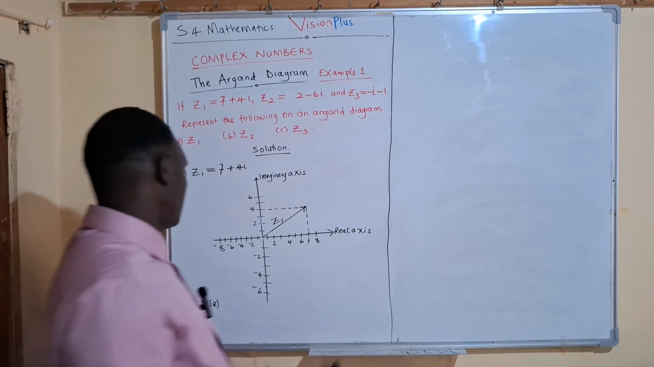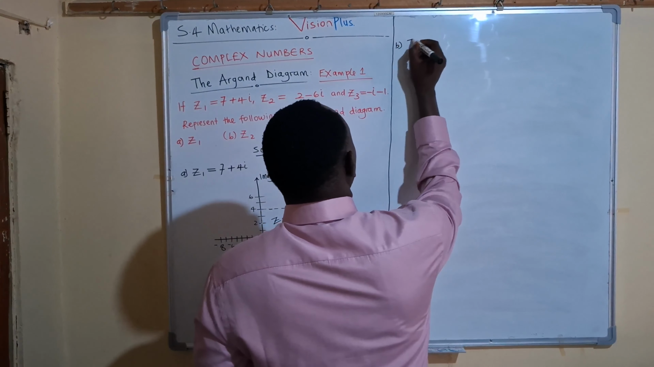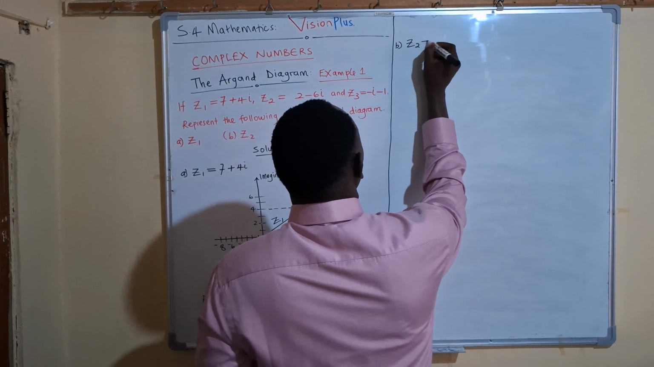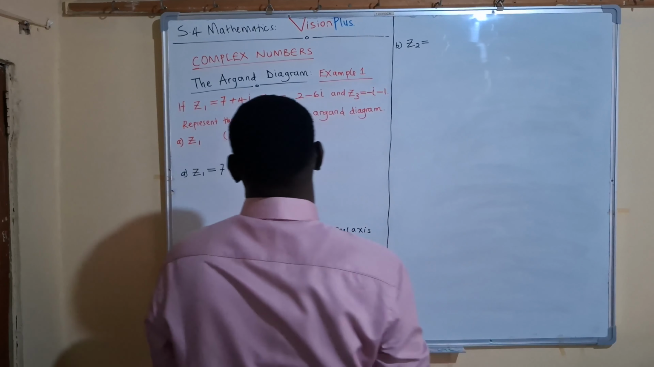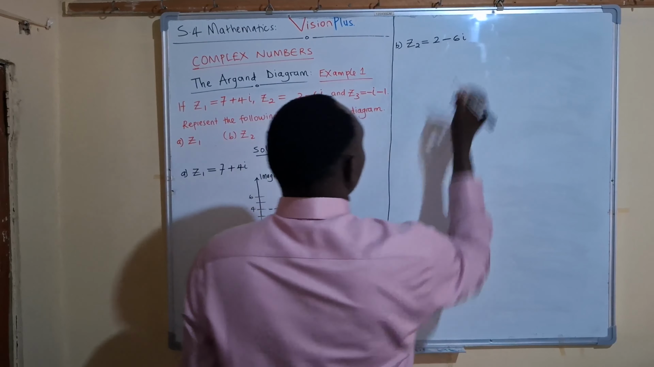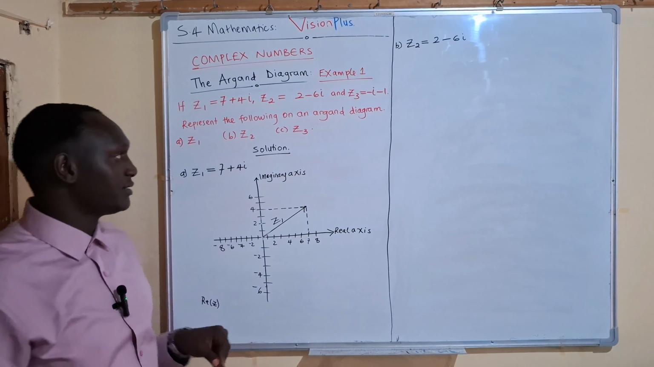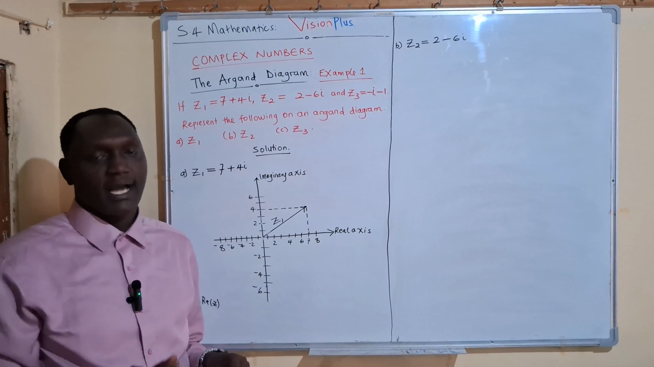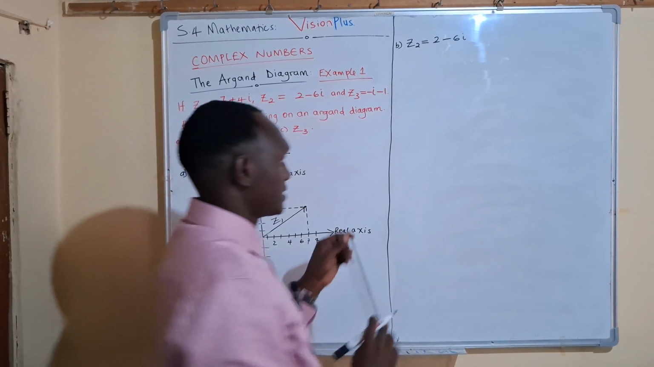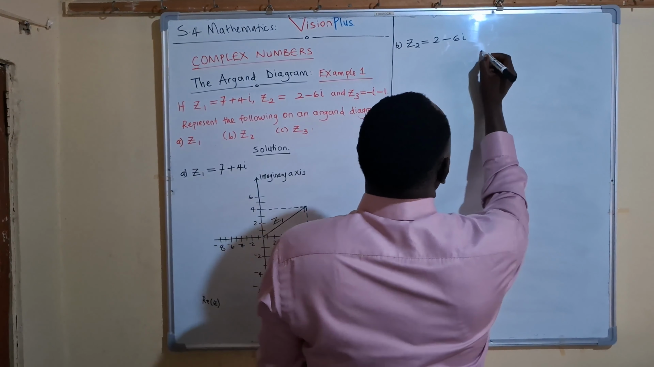Now going to Z2, we shall follow the same method. That is part B. Part B says that we need to represent Z2, and Z2 is given as 2 minus 6i. Always, as long as you are representing on the Argand diagram, you start by drawing the axis. You get marks for the axis. Let me use my straight hand to be straight for this.